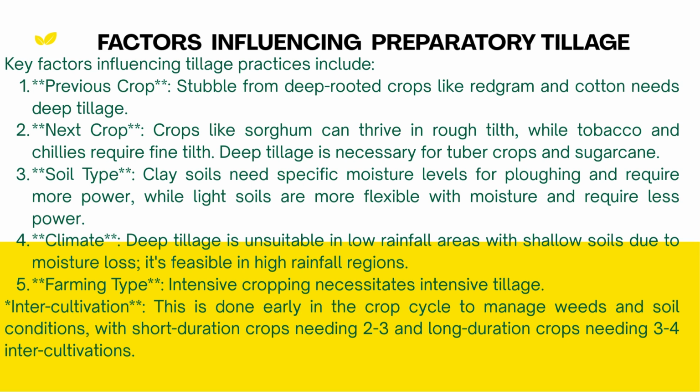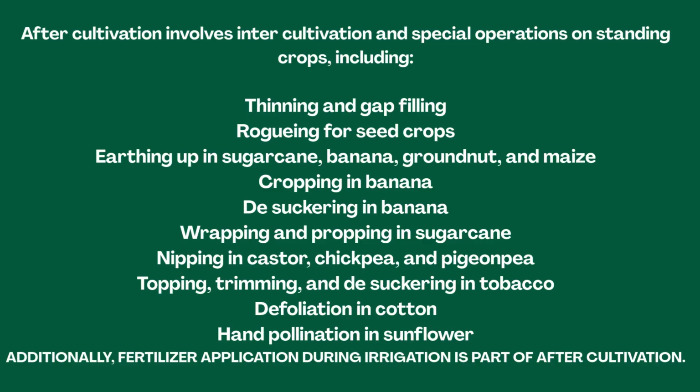Intercultivation. This is done early in the crop cycle to manage weeds and soil conditions, with short duration crops needing 2 to 3 and long duration crops needing 3 to 4 intercultivations. After cultivation involves intercultivation and special operations on standing crops, including thinning and gap filling.